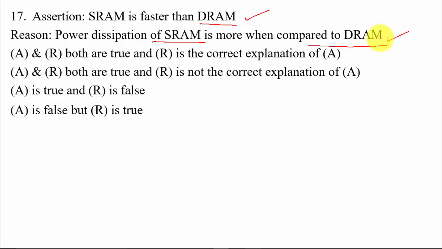Most people will be thinking that if power dissipation is more, the circuit is operating at a faster rate. That statement will not be true in each and every case. In the case of SRAM, you will have 6 transistors, but DRAM consists of only 1 transistor and 1 capacitor. In DRAM, since there is a leakage across the capacitor, you require continuous refreshing. And SRAM is faster because of two-way charging and two-way discharging. So the reason is correct and the assertion is also correct, but the reason is not giving the proper explanation for the assertion. So I have to go for option B.